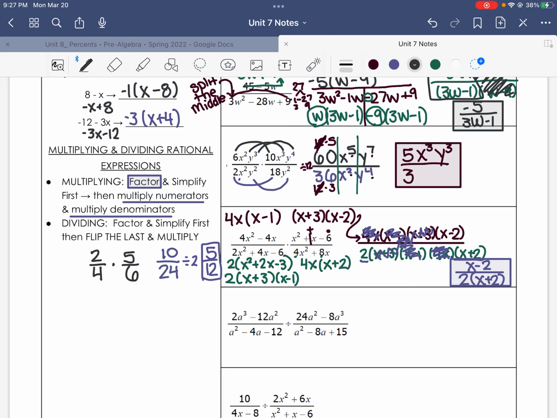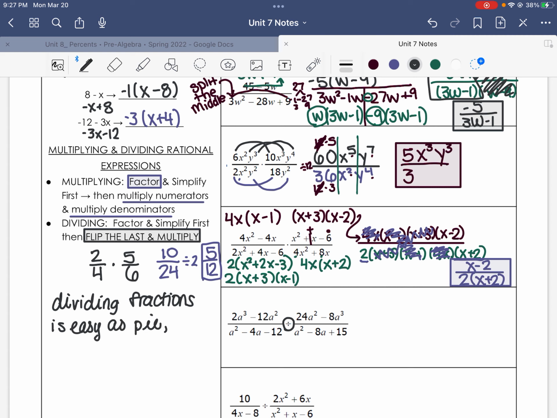Okay, then for division. If you notice that there is division right here, you have to flip the last fraction, and then you're going to multiply instead of divide. We don't really divide fractions because things get pretty messy. In fact, here is my rhyme. Dividing fractions is easy as pie. Flip the last and multiply.